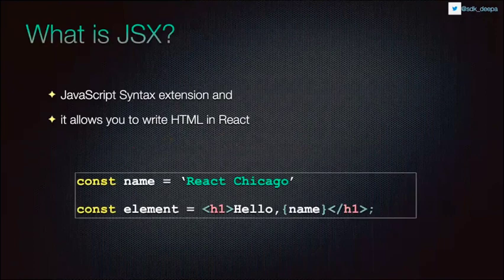So what is JSX? JSX is a JavaScript syntax extension. It's nothing but JavaScript XML. Basically, you can think of it as a cocktail of HTML and JavaScript together inside a React application. So for example, I have a variable with a string, and then you can use it inside an HTML tag, and you can use this as a prop.